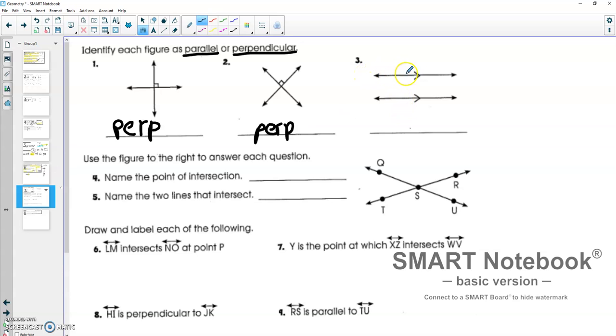This one, it has two lines that do not touch, and it keeps going on forever. Okay? Automatically we know it's not intersecting, it's not perpendicular, because it has the two lines showing that it will go on forever without touching. So these are parallel.